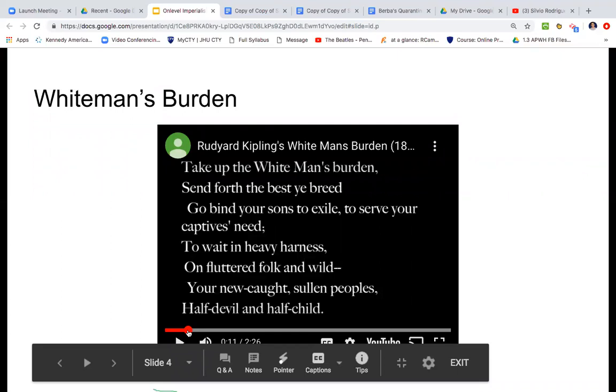Here's some more music. This last one was Puerto Rico. This one is the Philippines.